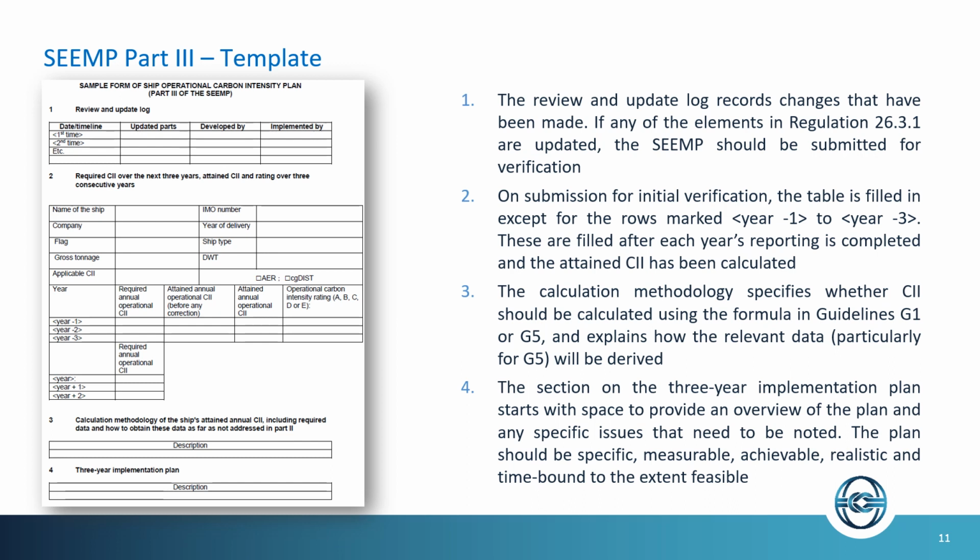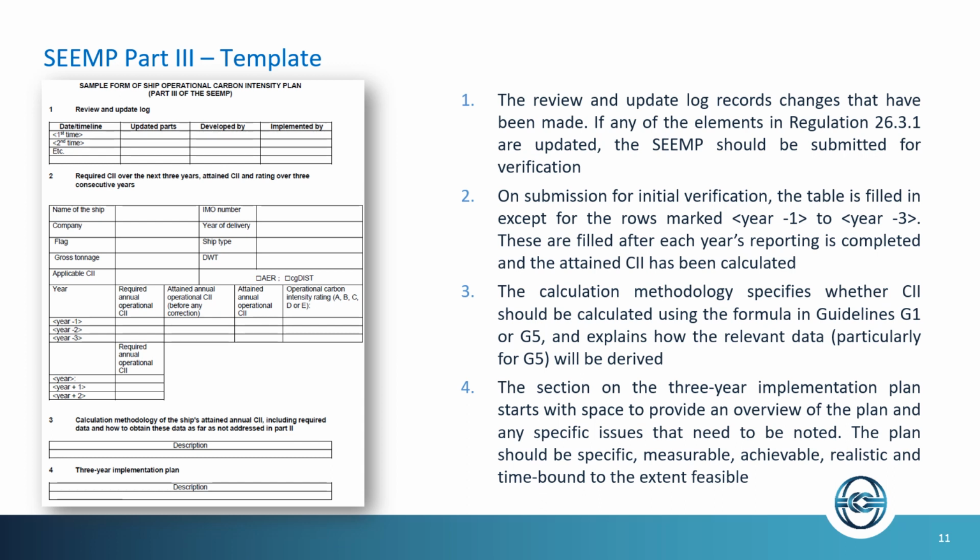The first section of the SEEMP Part III consists of the review and update log, which records changes that have been made. If any of the elements in Regulation 26.3.1 are updated, the SEEMP should be submitted for verification. On submission for initial verification, the table in Section 2 of SEEMP Part III is filled in, except for the rows marked year -1 to year -3. These are filled after each year's reporting is completed and the attained CII has been calculated.